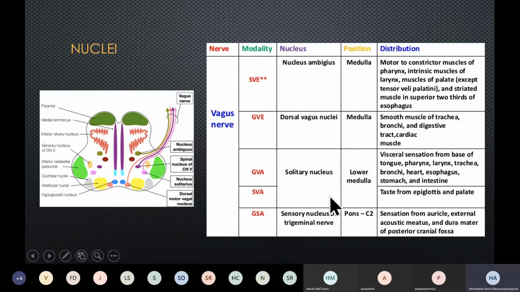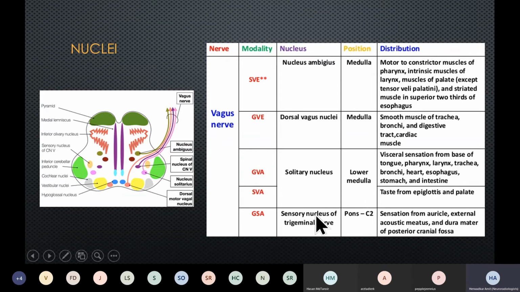We have the solitary nucleus, which you'll remember was a nucleus taking taste sensation back from the posterior third of the tongue. Similarly, we have some sensations which can go via the vagus nerve from the pharyngeal area, but it will also carry some of the general visceral afferents from these areas around the epiglottis and palate.